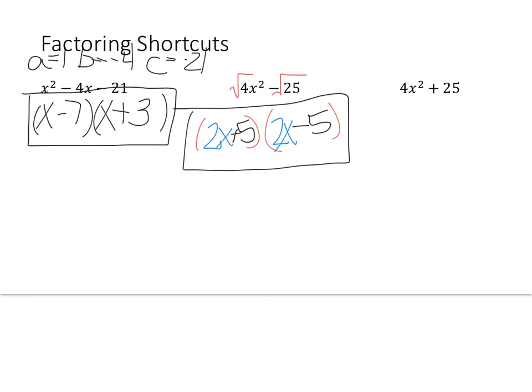This last one, again, I'm using 4x squared and 25, so both my a term and c term is a perfect square. However, I'm adding in this problem instead of subtracting. If there's that addition here, this problem will never work. So I can go ahead and say that it is prime. So those are the 3 examples of the shortcuts for you.